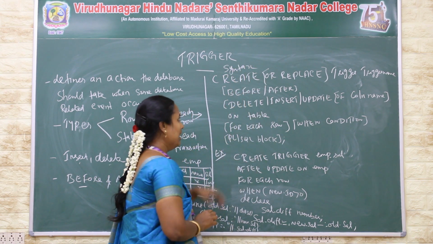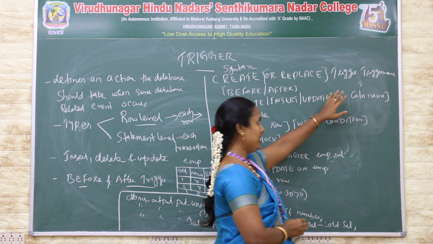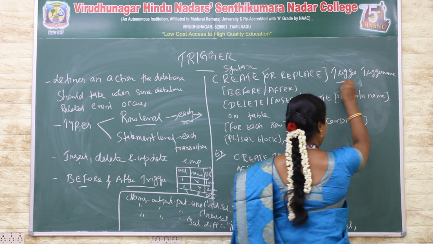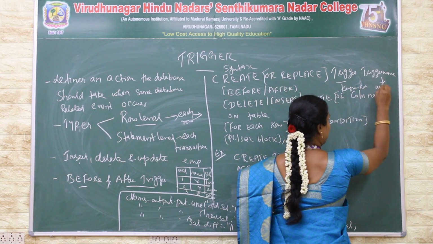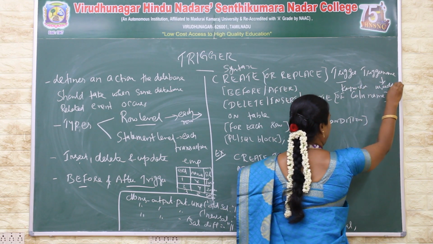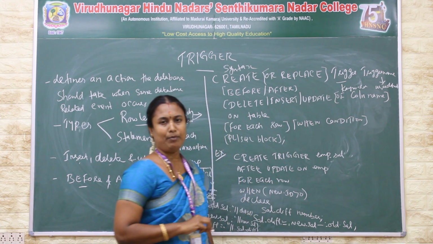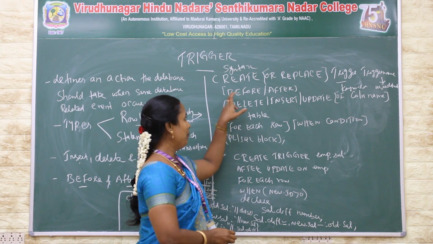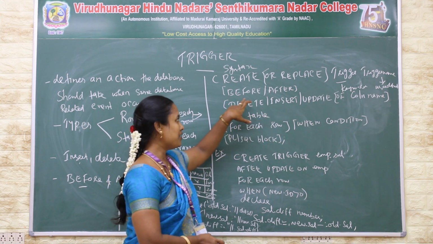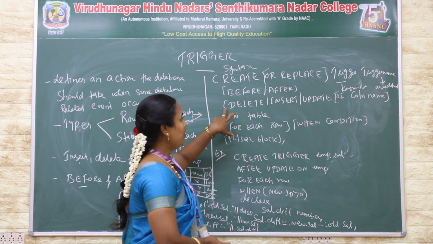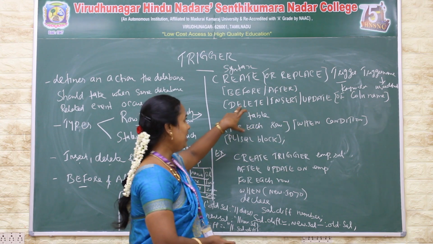What is the syntax? Create or replace trigger, trigger name. Trigger is the keyword, trigger name is the user defined one. User defined means the name can be created by the user. Okay, then before or after. When you make the trigger, before the transaction or after. Then after that, what are the three kinds of operations?